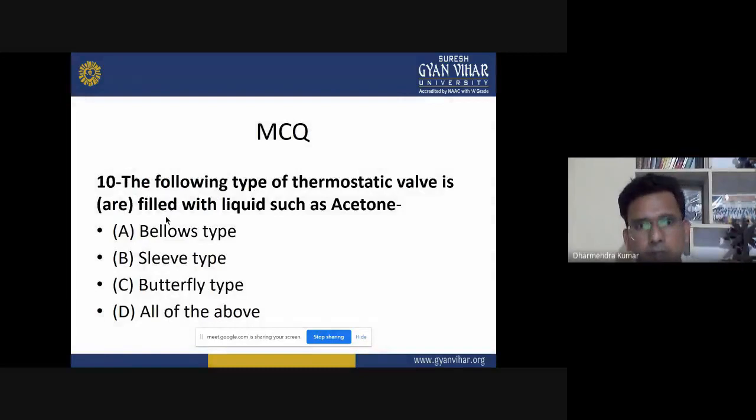Now the tenth multiple choice question is: which of the following types of thermostatic valve is fitted with liquids such as acetone? We have talked about the thermostatic valve, which ensures regulation of cooling water around the components. Then the answer is the bellows type of thermostatic valve, which is fitted with liquids such as acetone. This is the overall about the cooling system of an automobile.